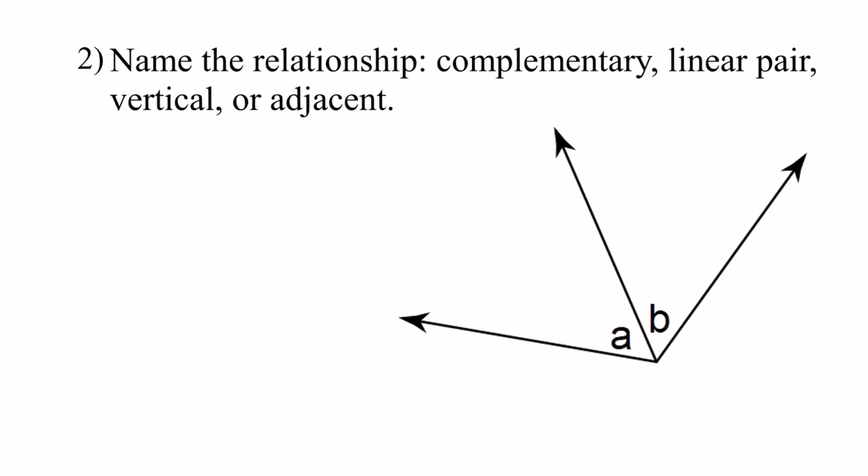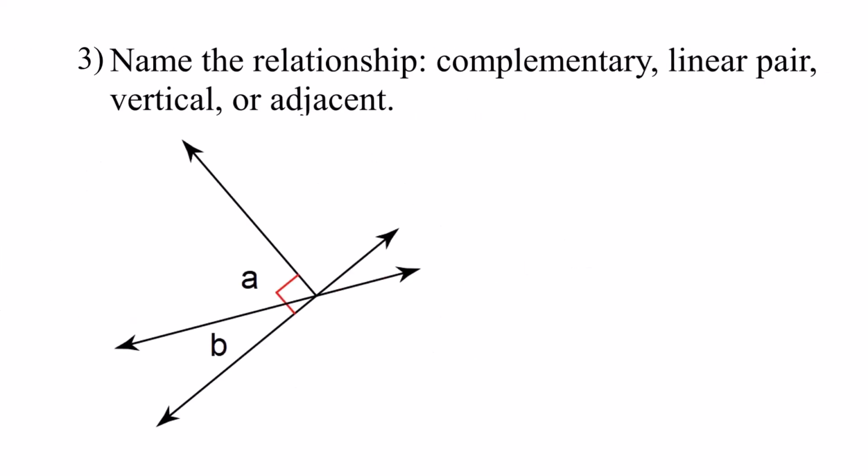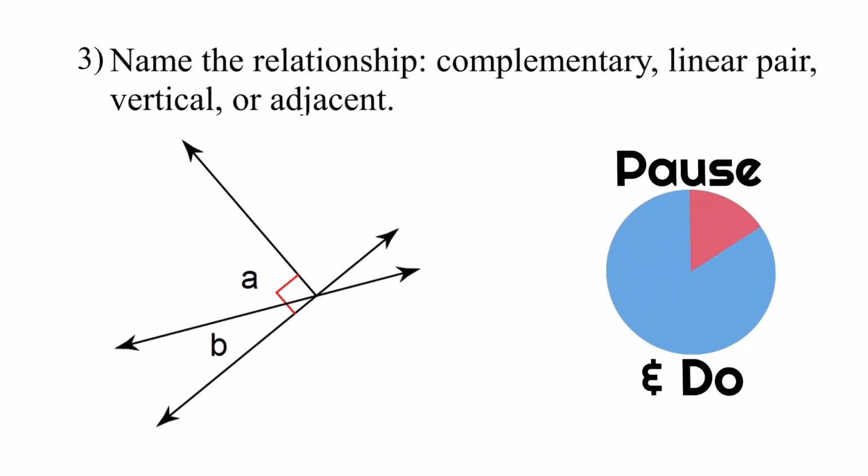Some people are going to want to say complementary, I think, but there's no indication here that that's a right angle. So the best we can say is that they share a side, so the correct answer is adjacent. Complementary, linear pair, vertical, or adjacent.